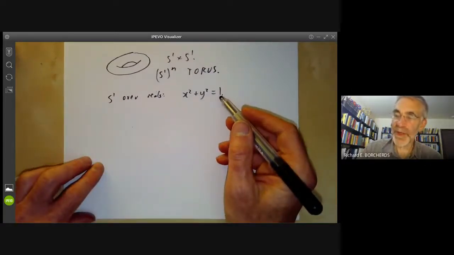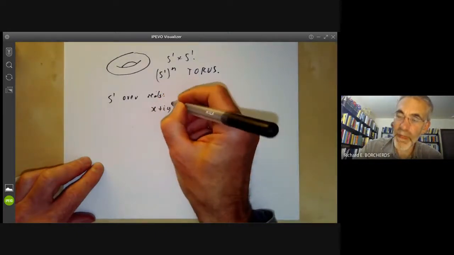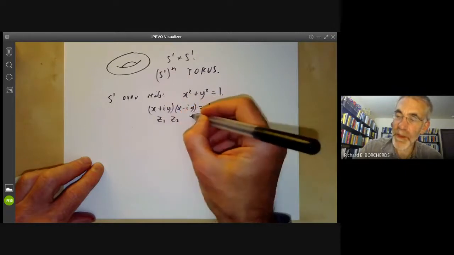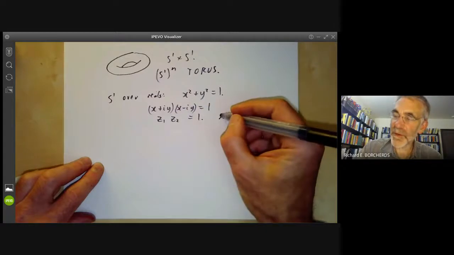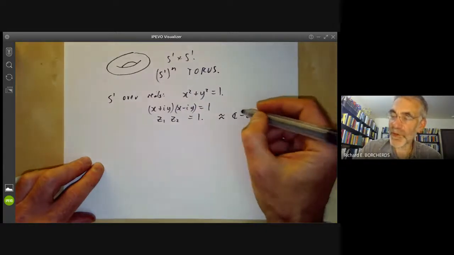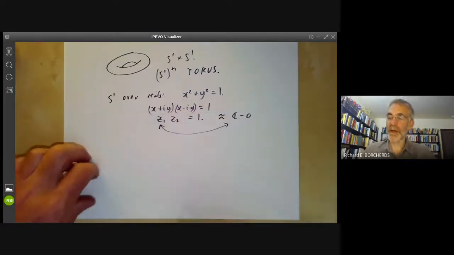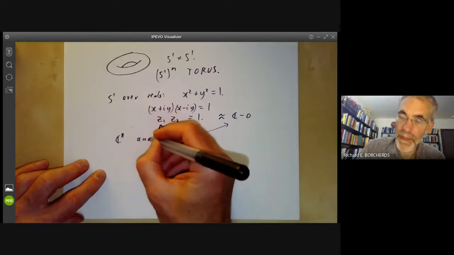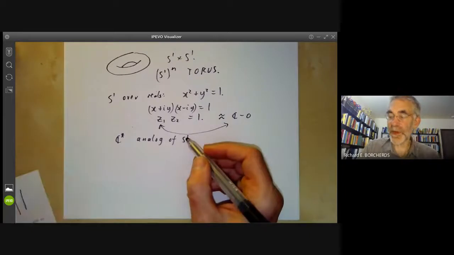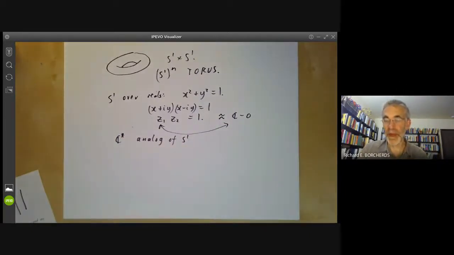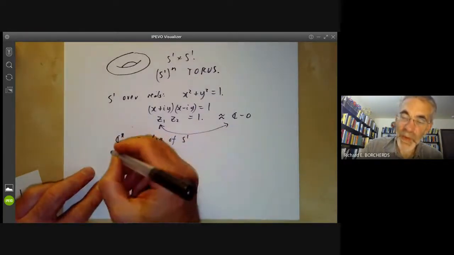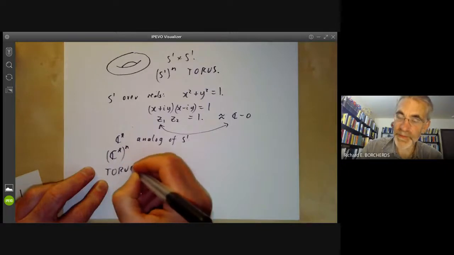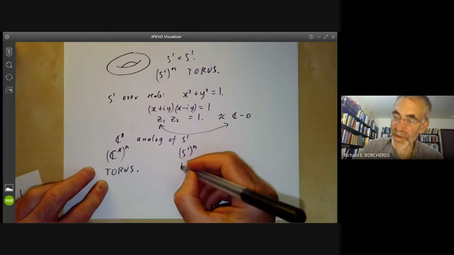So what happens over the complex numbers? Well, over the complex numbers, this looks like (x plus iy) times (x minus iy) equals 1. And by changing variable, we can just say z1 times z2 equals 1. This is just a hyperbola, which over the complex numbers is isomorphic to the complex numbers with the origin removed. Just map z1, which can be any non-zero complex number. So in other words, we can think of the non-zero complex numbers as being a sort of analog of the circle S1 over the reals. So the circle over the reals corresponds to the non-zero complex numbers over the complex numbers. So more generally, over the complex numbers, we can call the product of any number of copies of C star a torus, in the same way that the product of any number of copies of S1 over the reals is called a torus.